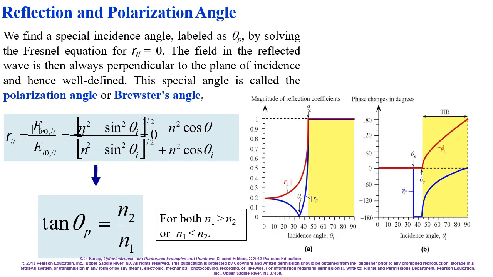Reflection and polarization angle. We find a special incident angle labeled as theta p by solving the Fresnel's equation for r perpendicular. The field in the reflected wave is then always perpendicular to the plane of incidence and hence well defined. The special angle is called the polarization angle or Brewster's angle. Here we can see from this figure that this angle is known as Brewster's angle, and the equation for Brewster's angle is tan theta p equals n2 by n1, for both n1 and n2.